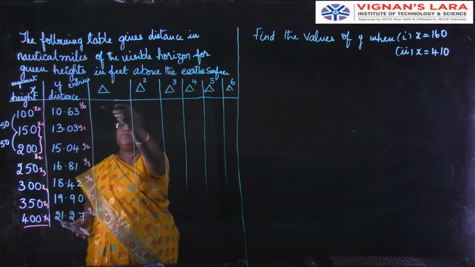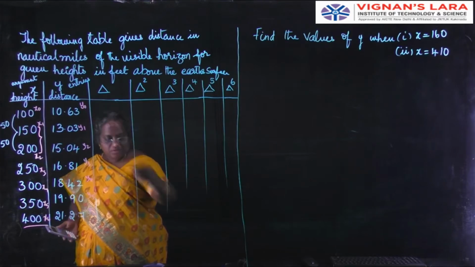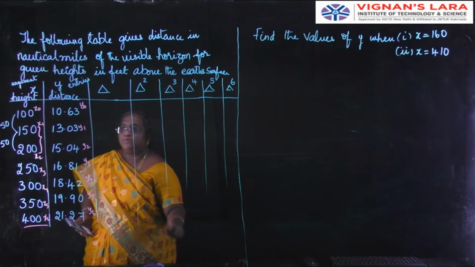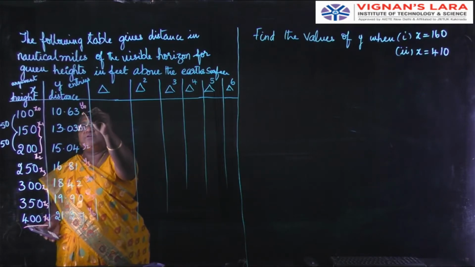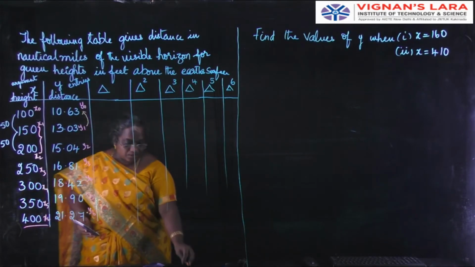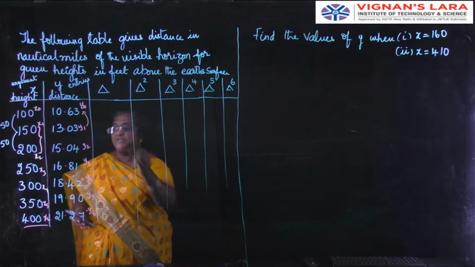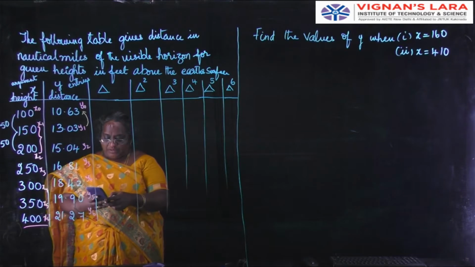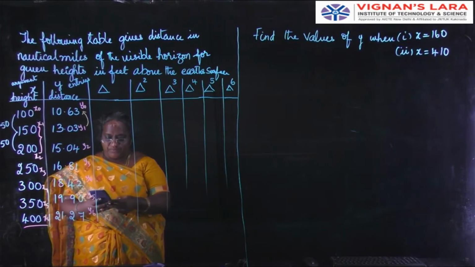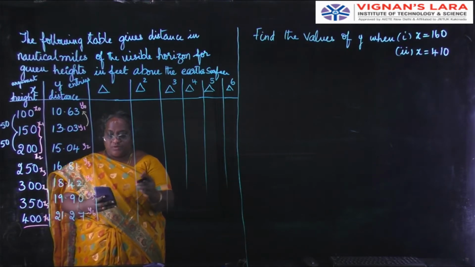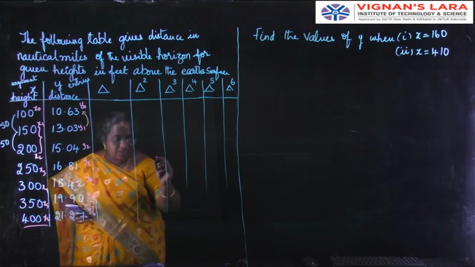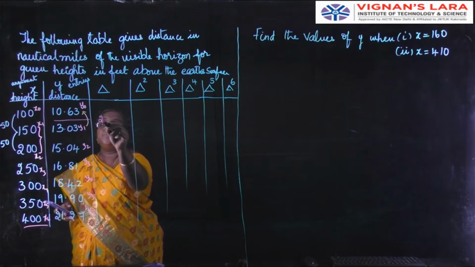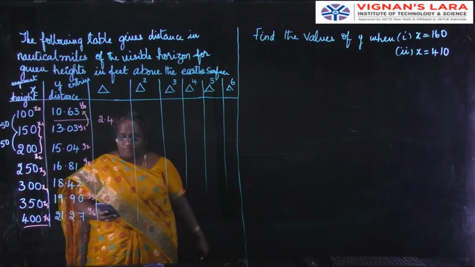So here we get all these y1 minus y0. So what is that we get here? First forward difference, first value y1 minus y0. See, 13.03 minus 10.63. So it is 2.4. So where you have to write? You have to write exactly to the middle of these two values. So it is 2.4.